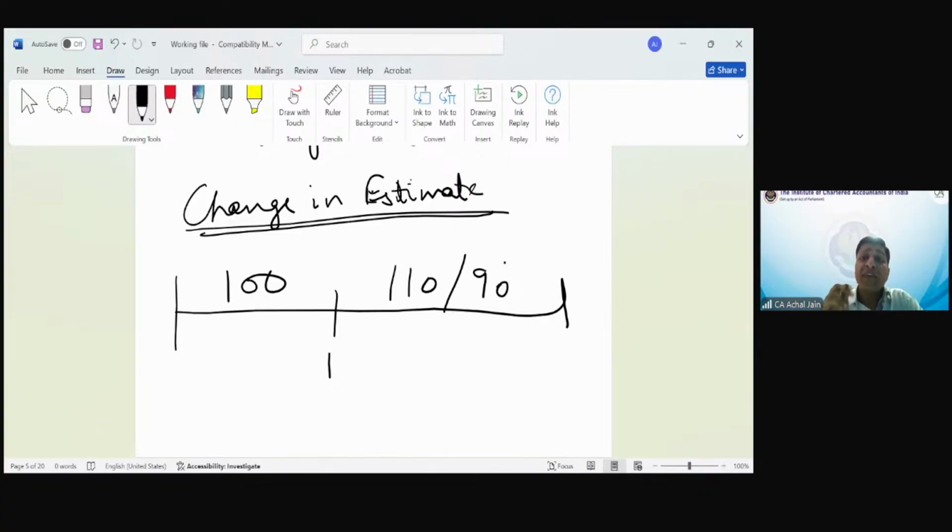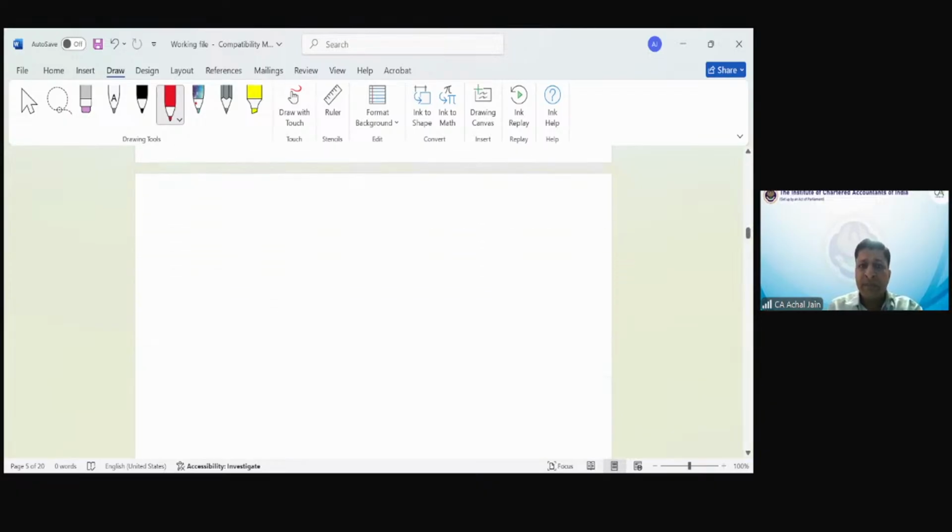The estimates are required to be reassessed at every reporting date. And whenever there is any change in estimate, what do you do? The standard says you will record that prospectively. Now, what is the meaning of recording a change in estimate on a prospective basis? Let's try to understand that with the help of an example.